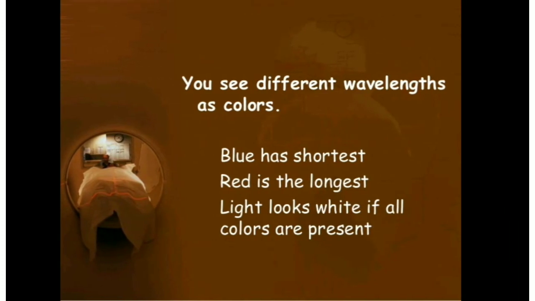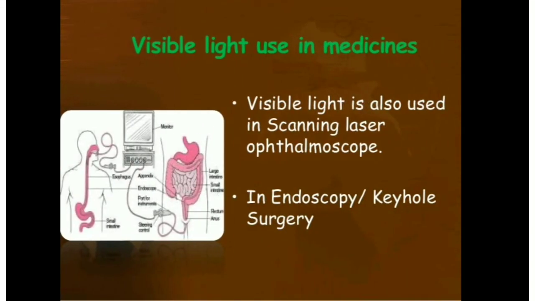Now if we see here, you see the different wavelengths as colors. Blue has the shortest wavelength. We already discussed all these things. Red is the longest. Light looks white if all colors are present in it. Why is it so? Because we have seen the experiment conducted by Newton: if we keep an inverted prism, the 7 colors get back to one light.